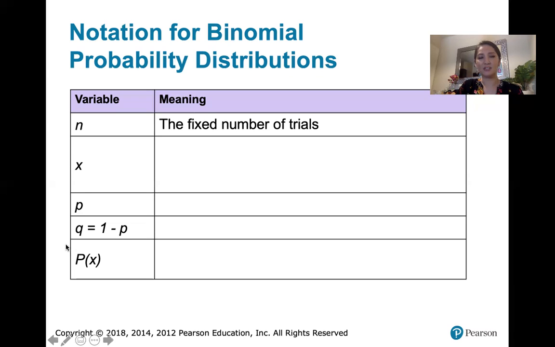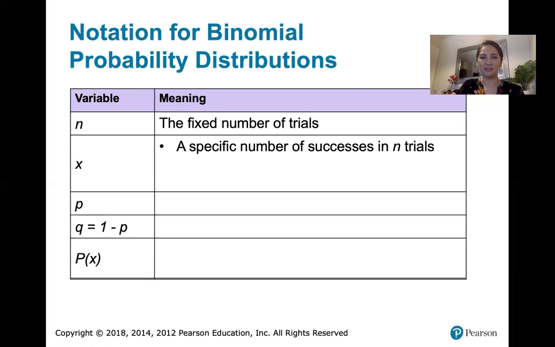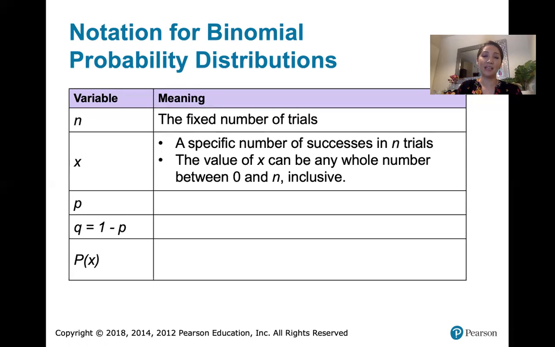Now, x is a particular number of successes out of those n trials. So if you flip the coin 24 times and you decided that success was going to represent the number of times that you get heads, well, you could get 0 heads, 1 head, 2 heads, 3 heads, all the way up to 24 heads out of those 24 flips of a coin. So the value of x can be any whole number between 0 and the number of trials inclusive, because it's possible that none of the trials are successful, and it's possible that all of the trials are successful. And then there's also the possibility of having any number of successes in between.